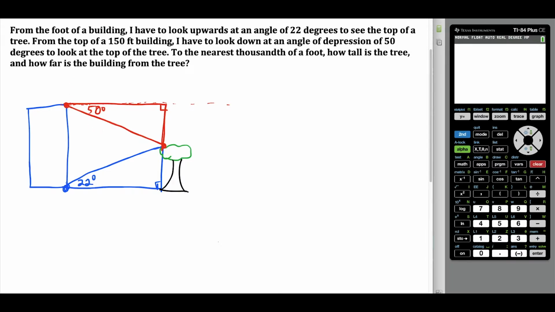The actual question here is, to the nearest thousandth of a foot, how tall is the tree? We also have to answer how far the building is from the tree. So if we give it labels here, how far away is the tree from the building? We'll call that value x, so we have to solve for x, but we also want to know how tall the tree is. We'll call this y. So we have to solve for x and y in this question. We were also told that the top of the building is 150 feet tall. So this entire distance here is going to be 150 feet.